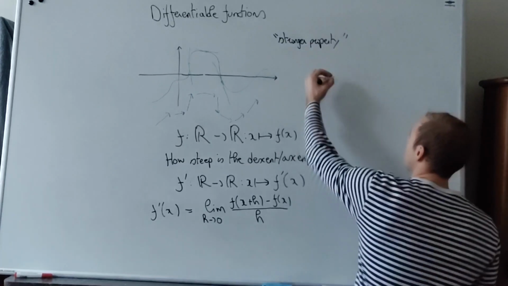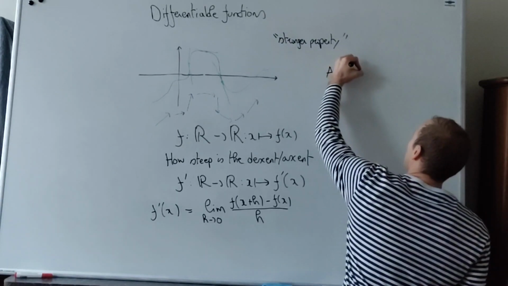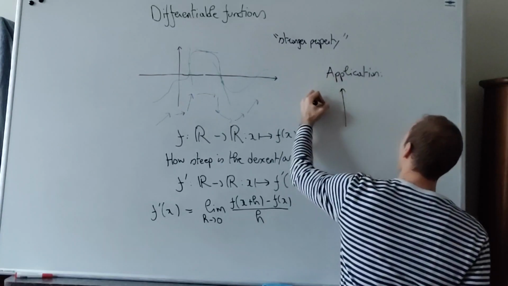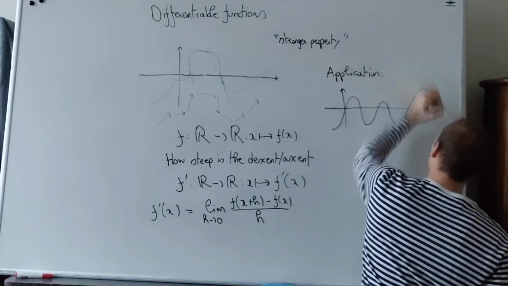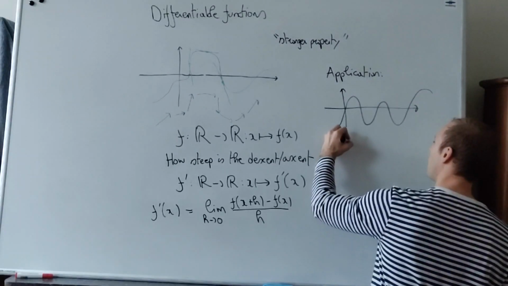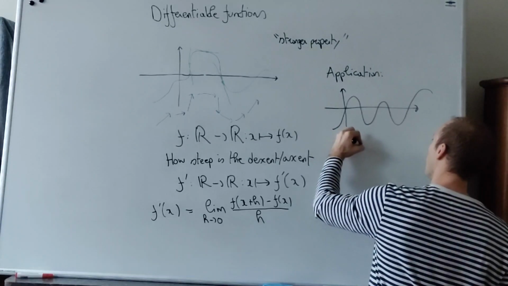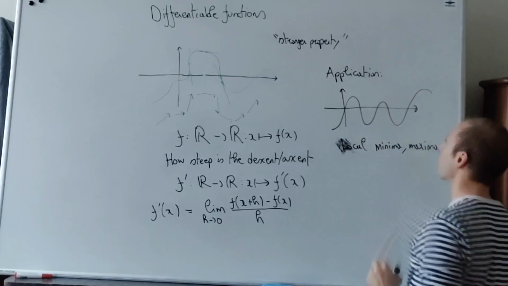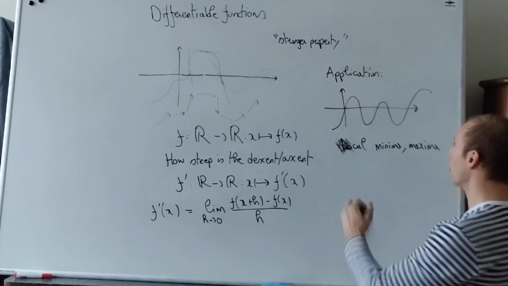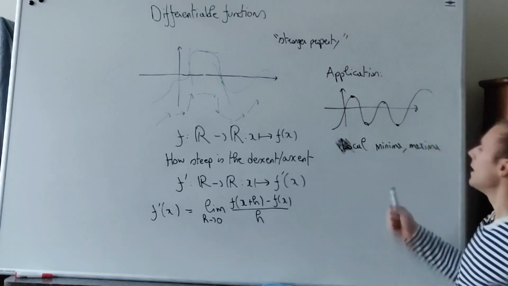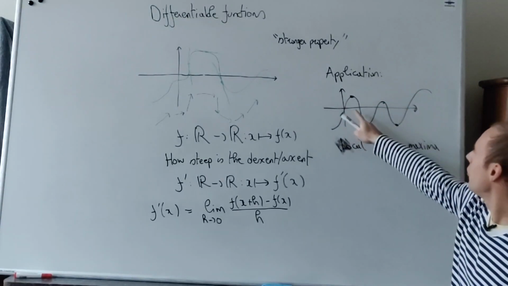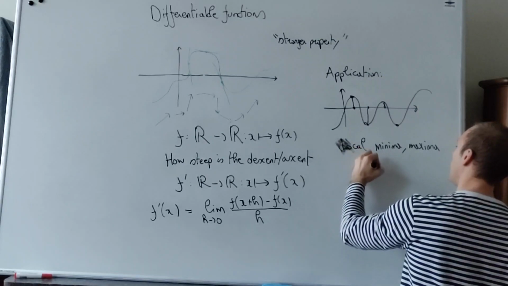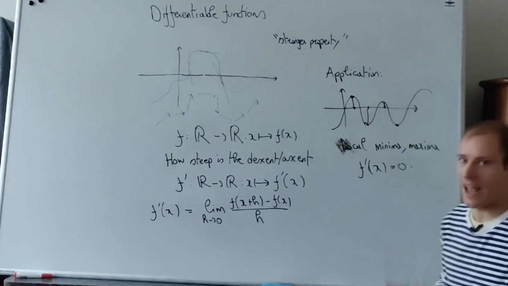Now, typically, where can we use this? A typical application of the first derivative function is, if you have a certain function and it goes like this, then you're actually interested in what we call global or local minima or maxima. In other words, where is the function locally the highest and where is it the lowest? And you can see that it's here, here, here, and here. And the way you can calculate those values of x is by calculating for which x the first derivative actually becomes 0.